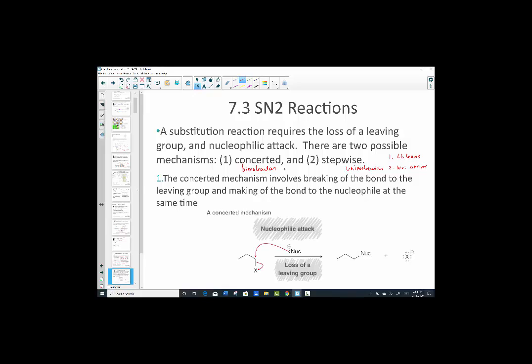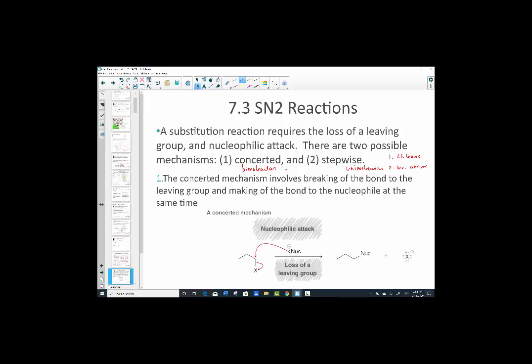Bimolecular is a concerted effort because the 2 cats collide, 2 molecules collide, and off they go. So a concerted mechanism involves breaking bonds and forming new bonds all at the same time. And that's what I'm going to study here first. We'll do SN2 bimolecular as a first investigation, and then later on we'll come back and investigate a unimolecular, which is a stepwise mechanism. We just got to start somewhere.